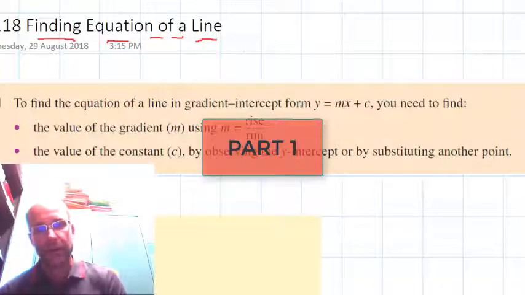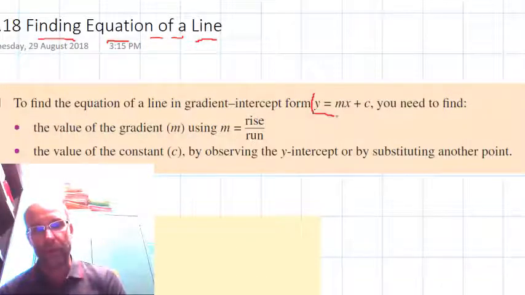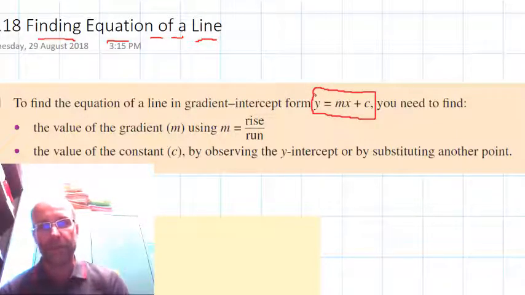If you can find the equation of a straight line and give it in the form y equals mx plus c using both of the methods in this video, you've been successful. Okay, let's go and link to what we already know.